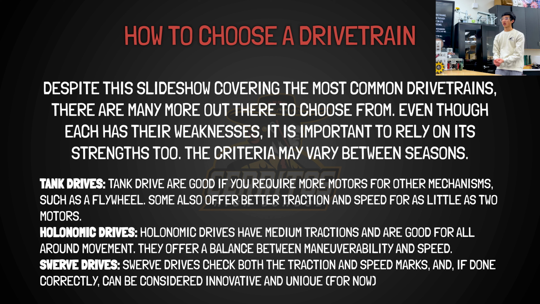Polynomic drives, just like the X drive and the mecanum wheel, have medium traction and are good for all-around movement. They offer a balance between maneuverability and speed, which is why they're favored among many teams. And lastly, swerve drives check both the traction and speed marks, and if done correctly, can be considered innovative and unique for now, but it's also really hard to make.